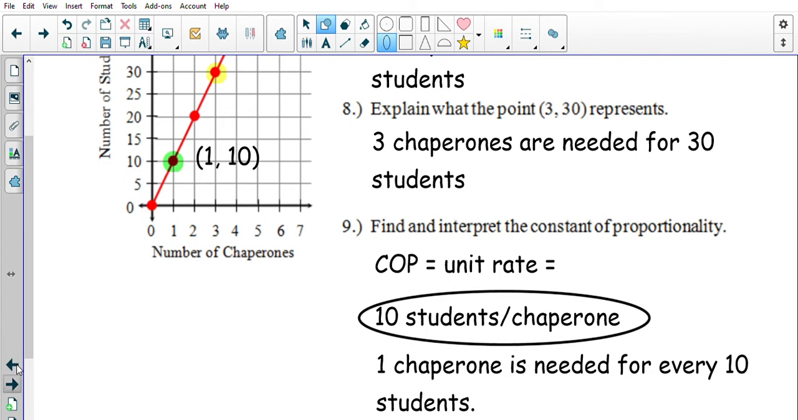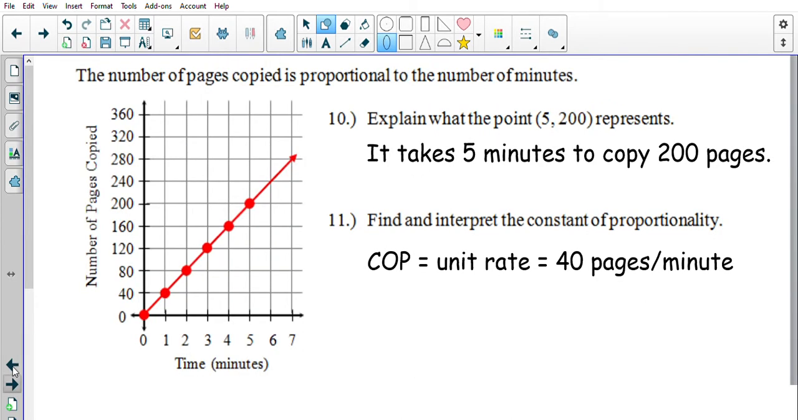All right, let's move on to a few other examples. Being able to read and interpret graphs, I think, is something that's really important to be able to do. It's an important skill to have. So it says the number of pages copied is proportional to the number of minutes. It goes through (0, 0), a straight line graph. Explain what the point (5, 200) represents.